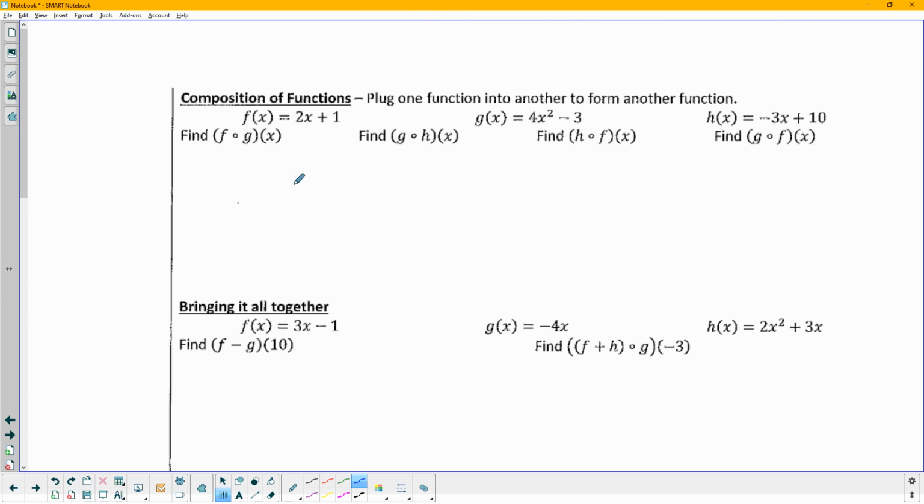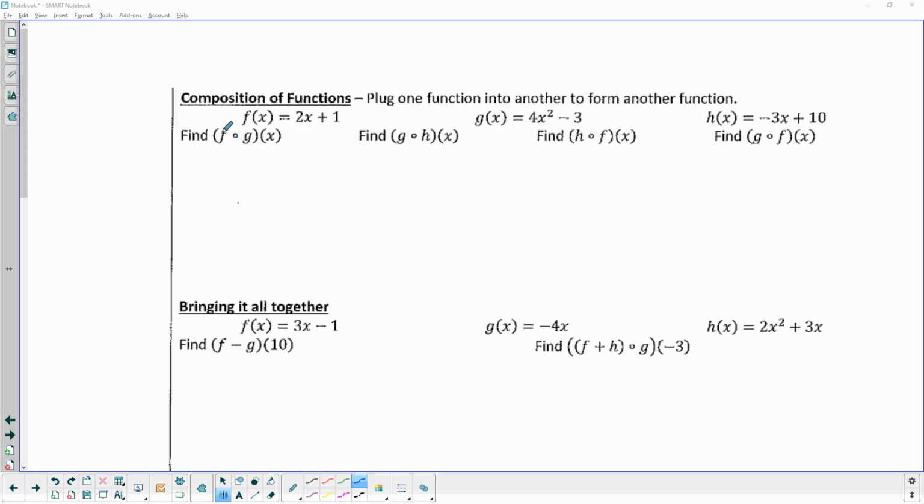So now what I want to look at is composition of functions. It basically means to take one function and plug it into another one. Okay, so we're going to do that. In order to look at the first one, this says f composed with g of x.